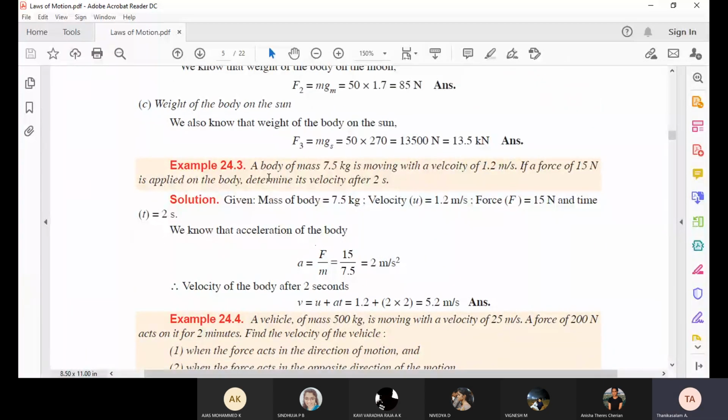Now come to here. A body of mass 7.5 kg is moving with a velocity. Students, moving with velocity is called initial velocity. There are two velocities: initial velocity and final velocity. Okay. So if the force is applied, the force is 15 Newton, determine velocity after 2 seconds. Students, remember whether this problem belongs to kinematics or kinetics. You have to differentiate first. How do you differentiate kinetics and kinematics? Without a force, studying the motion of the body is called kinematics. With the force, see in this problem the force is here. So your mind goes to this problem belongs to kinetics.